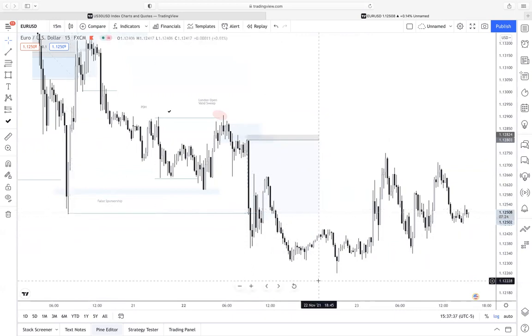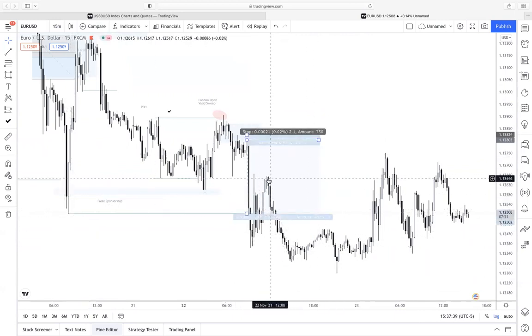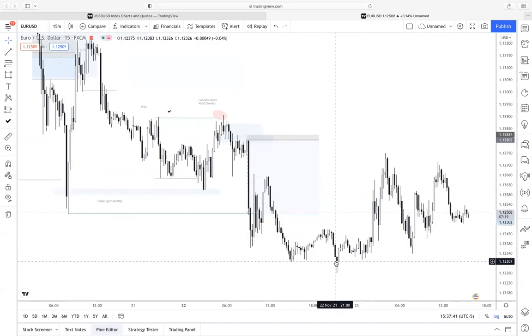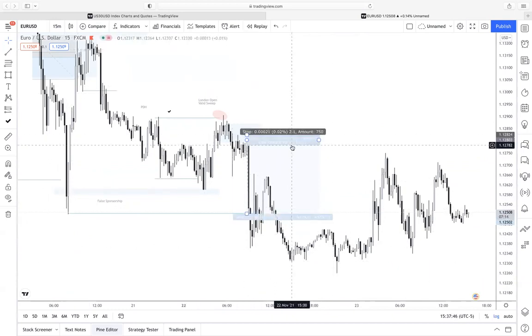Same thing. Runs this point of liquidity. No structure's confirmed. Here's your failure swing, and price runs liquidity again. So the same thing happens over and over in the market on every time frame.